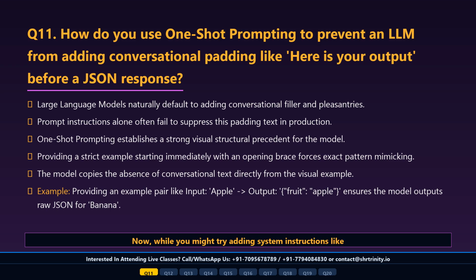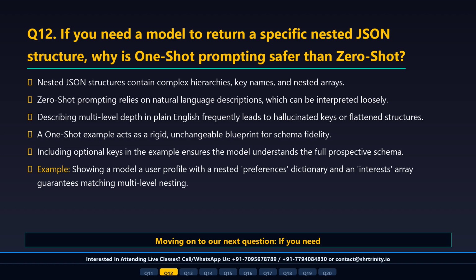For instance, consider our example where we feed the model the input apple and show an output of raw JSON string, fruit, apple. When we follow up with the actual task asking for banana, the model skips the pleasantries entirely and outputs strictly, fruit, banana, because the visual example anchored its output distribution. Incorporating a single zero padding example guarantees output reliability far better than text instructions alone. Moving on to our next question.